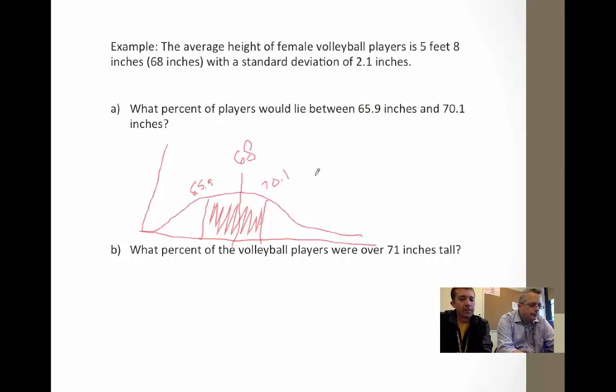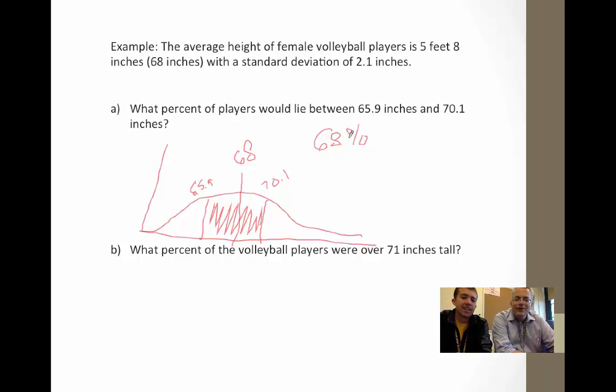Using our normalcdf on our calculator, I get my lower, my upper, mean 68 and standard deviation 2.1. Let's paste that. Wow, this is weird, I got 68%. Uh-oh, wait a minute. There probably was a faster way to do this, wasn't there?